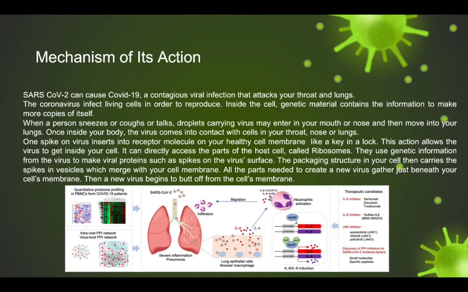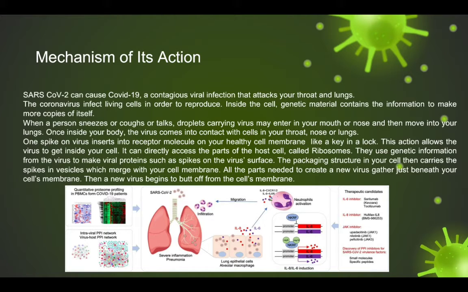Here we read about the mechanism of its action. SARS-CoV-2 can cause COVID-19, a contagious viral infection that attacks your throat and lungs. The coronavirus infects living cells in order to reproduce. Inside the cell, genetic material contains the information to make more copies of itself. When a person sneezes, coughs, or talks, droplets carrying virus may enter your mouth or nose and then move into your lungs. Once inside your body, the virus comes into contact with cells in your throat, lungs, or nose.